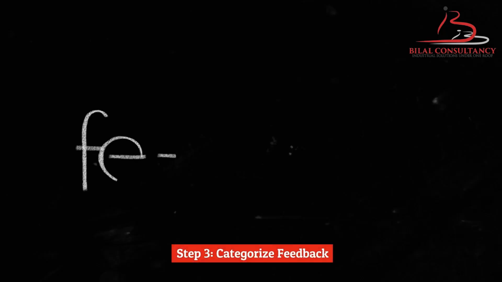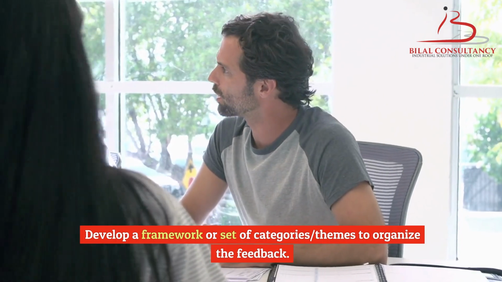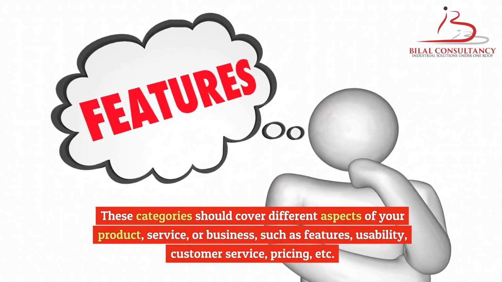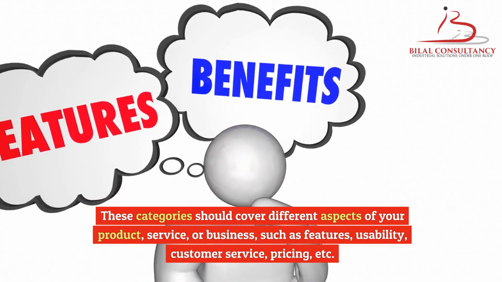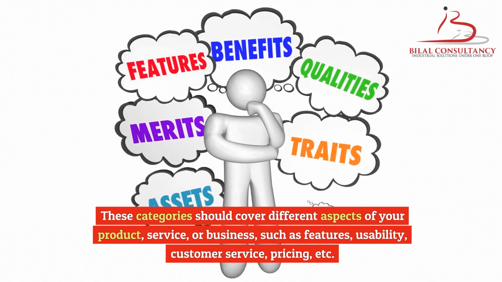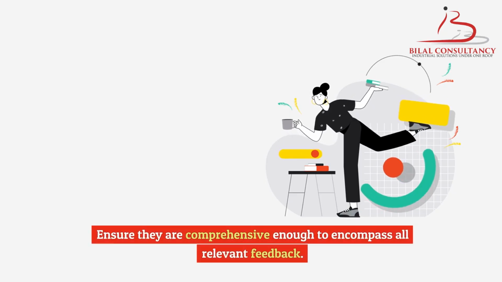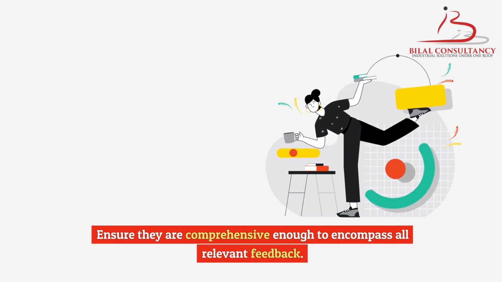Step 3. Categorize feedback. Develop a framework or set of categories, themes to organize the feedback. These categories should cover different aspects of your product, service, or business, such as features, usability, customer service, pricing, etc. Ensure they are comprehensive enough to encompass all relevant feedback.